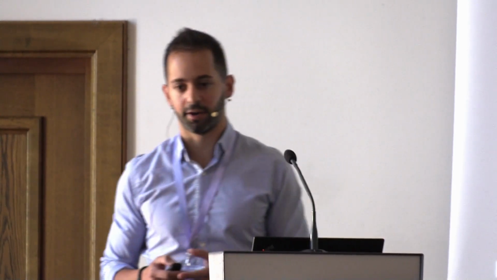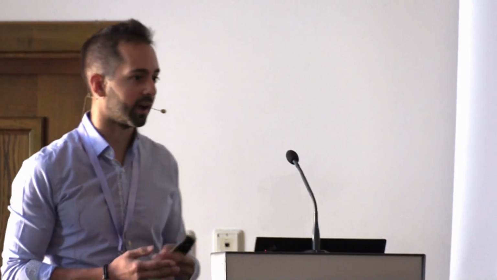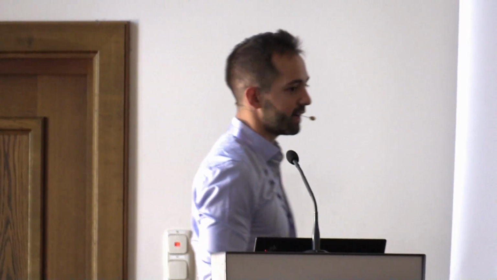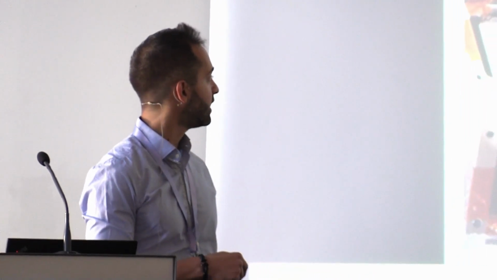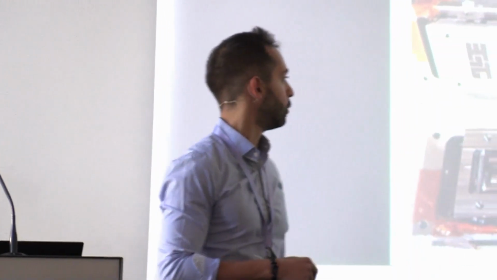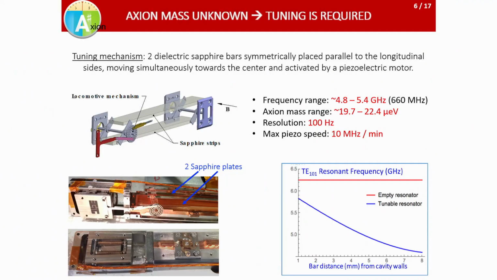Now the axion mass is unknown. This is a problem, so we basically have to have a tuning mechanism in order to be able to scan a region of the parameter space. In CAST-CAPP, we do this with this novel mechanism that I show you here. So we have 2 sapphire plates which are installed inside the cavities, and they are actuated by this piezo motor that I showed you before. So, as we will see also later in our results, this allows for a scanning of about 660 megahertz throughout the parameter space.